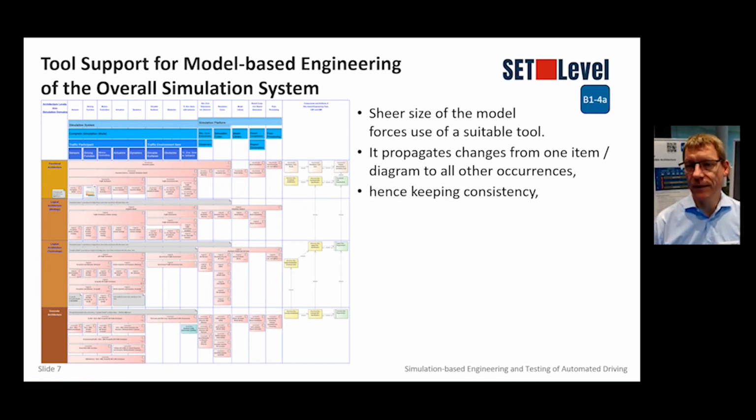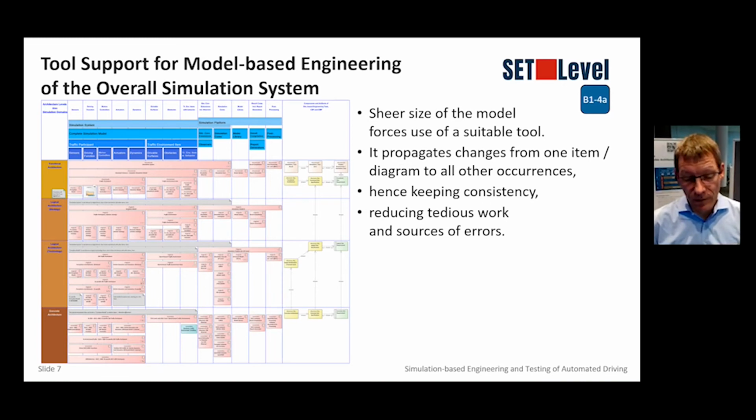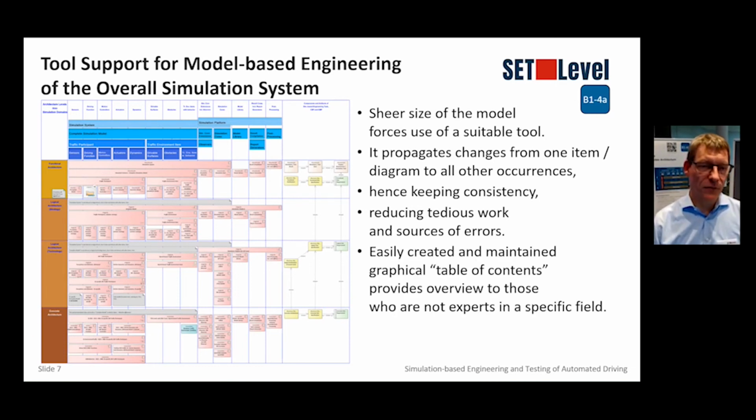The next point here. And of course, it helps you and it keeps away some tedious work and error sources by these automatisms. Such kind of a graphical table of contents is then more or less easy and straightforward to create. And this offers the opportunity to those people who are experts in one area but not in the other. You can just go here and double click on one of the boxes and then get directly to the information they need for their next steps of work.